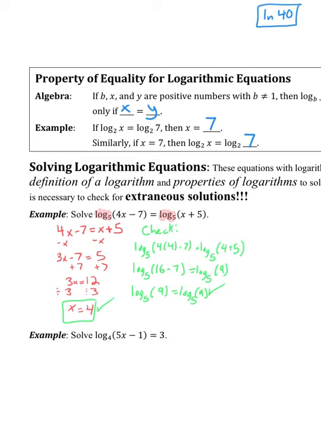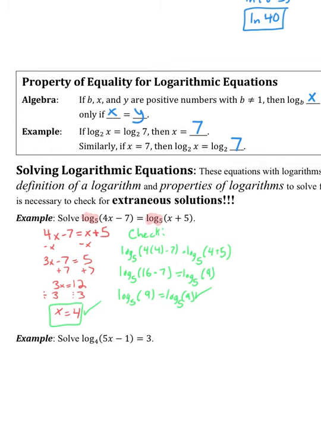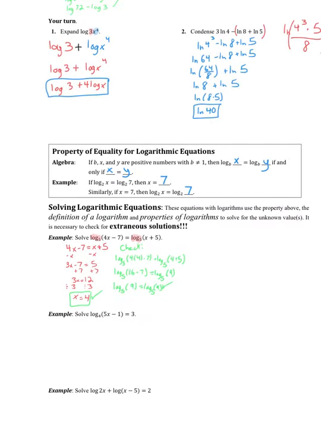All right. That's how the property of equality for logarithmic equations works. As long as you have logs on both sides and there's no other numbers being added or subtracted, that's all you need to do there. Okay. So something else that we're going to start talking about is what's called extraneous solutions.